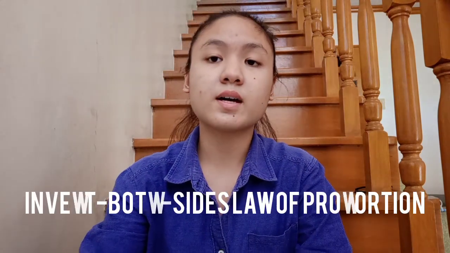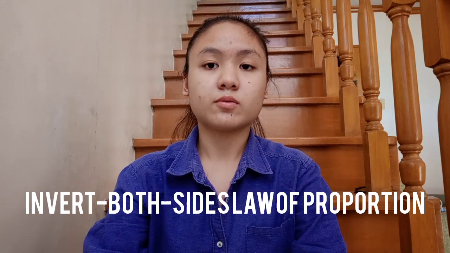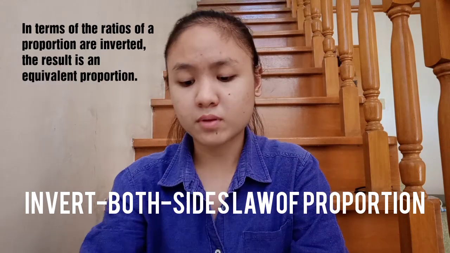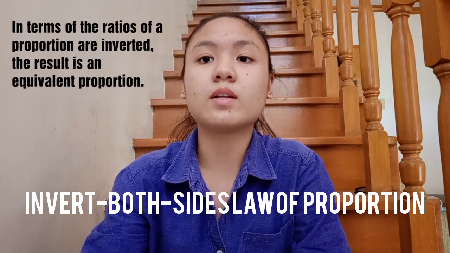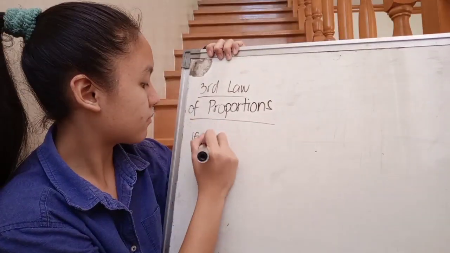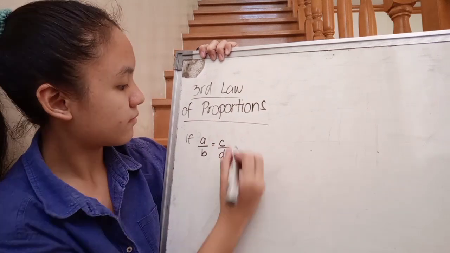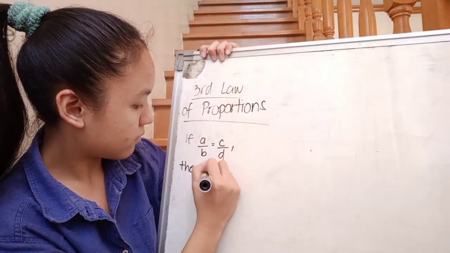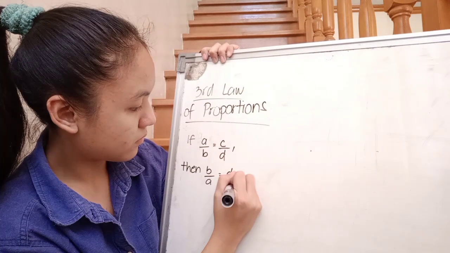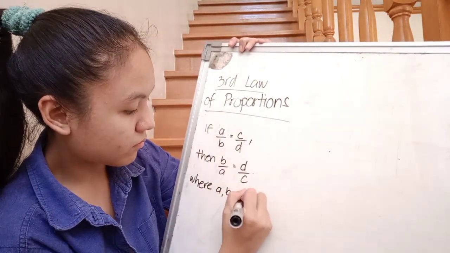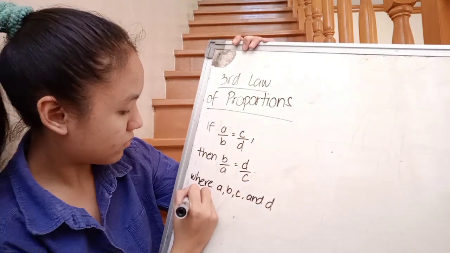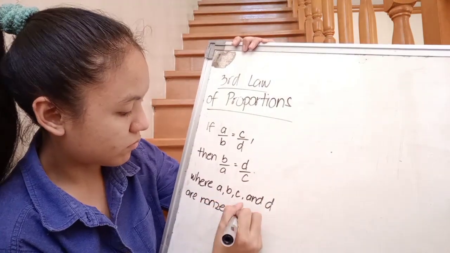We are now down to our third law of proportion, which is called invert both sides law of proportion, which states that if the ratios of a proportion are inverted, the result is an equivalent proportion. So our third law says, if A over B is equal to C over D, then B over A is equal to D over C, where A, B, C, and D are non-zero real numbers.